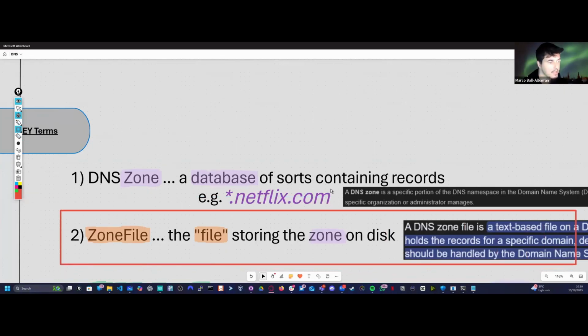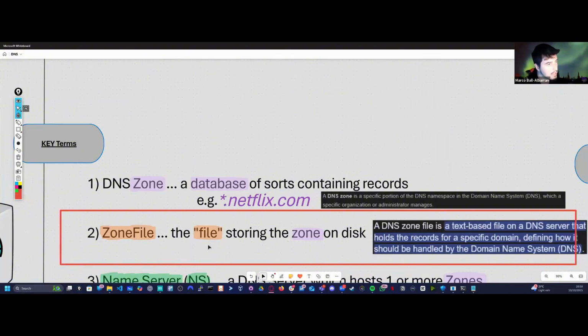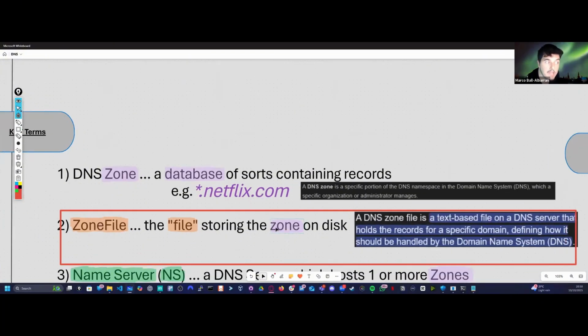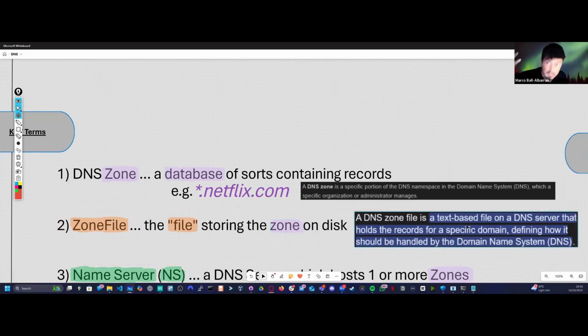So on the machine itself, physically, it's called a zone file. Conceptually, this is a file which is storing that zone on a computer. So we said that there's a Netflix.com zone somewhere on the internet containing the Netflix.com zone and all the records that make it up. You with me so far?